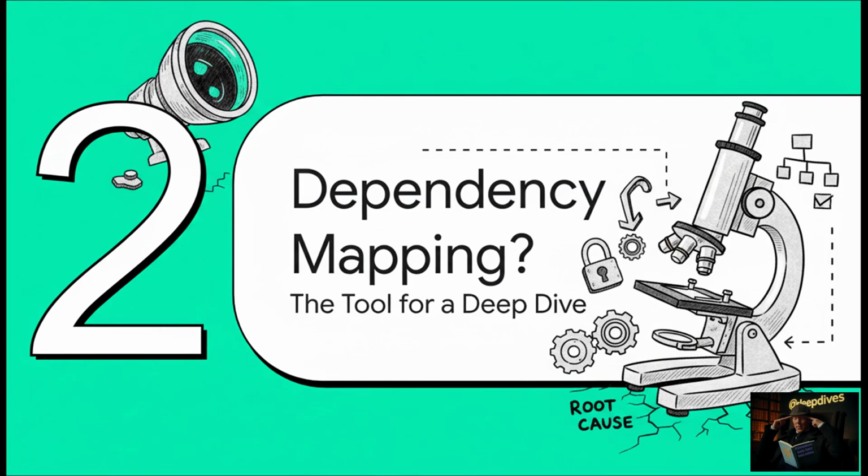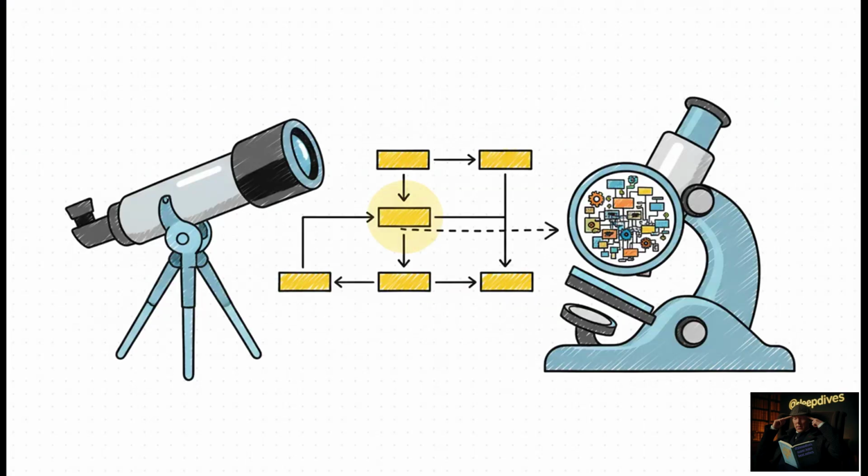If value stream mapping is the telescope we use to spot the problem from miles away, dependency mapping is the microscope we're going to use to analyze it up close. The book makes this distinction so clear, and it's absolutely crucial to get this. Value stream mapping is designed to be broad and shallow. It scans the entire horizon. Dependency mapping is the opposite. It's narrow, but incredibly deep. It drills right down to the core.